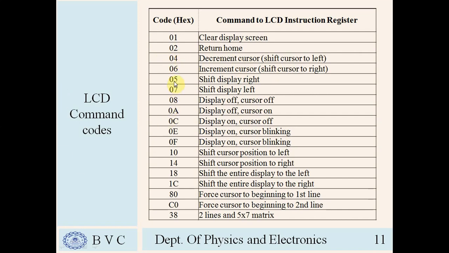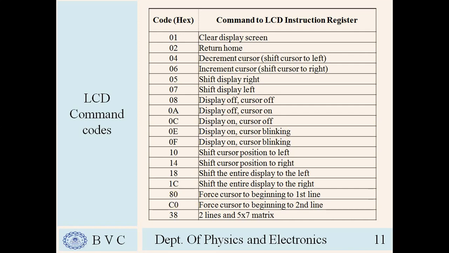If you give 02, it returns home. 04 decrements the cursor, which means if you want to shift the cursor to the left side, you just have to give 04, right? And like that there are a few commands. Like 08 is display off, cursor off, and 0A is display off and cursor on. Let us come to the next one.